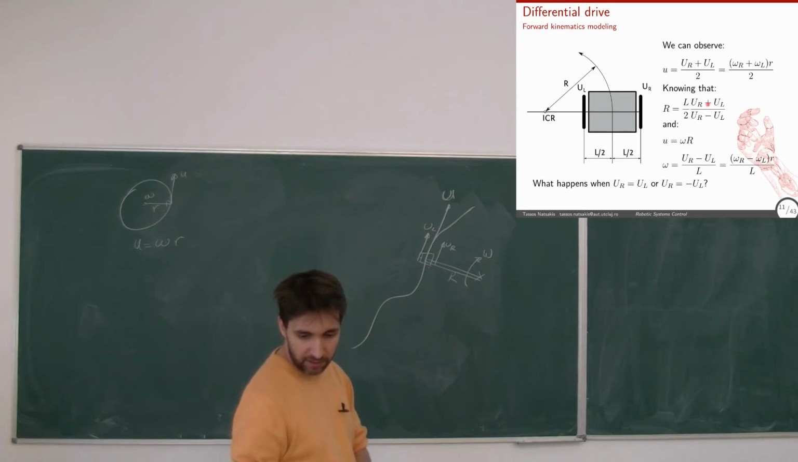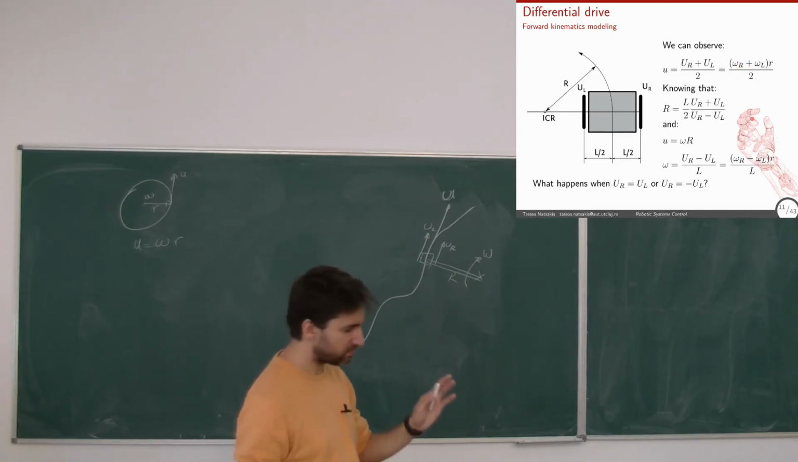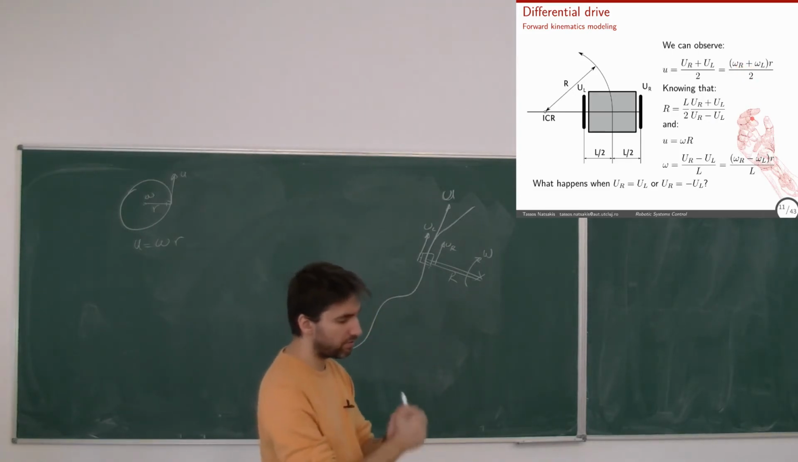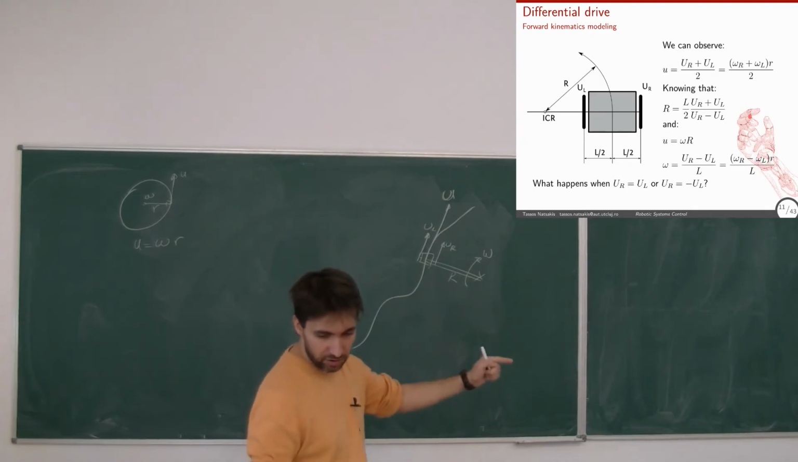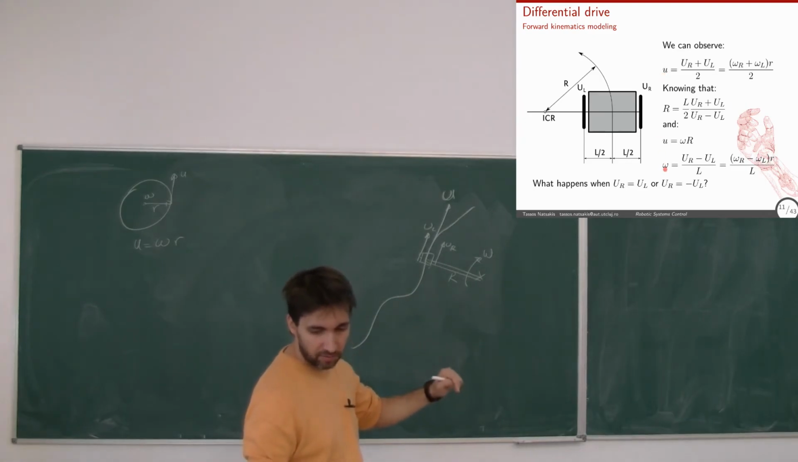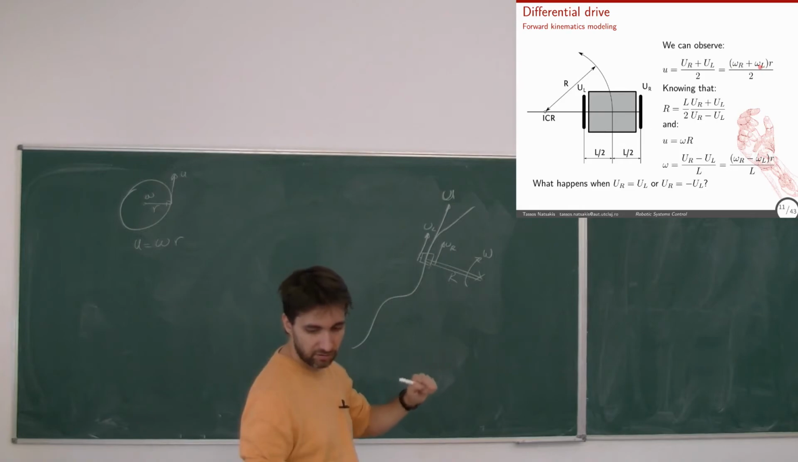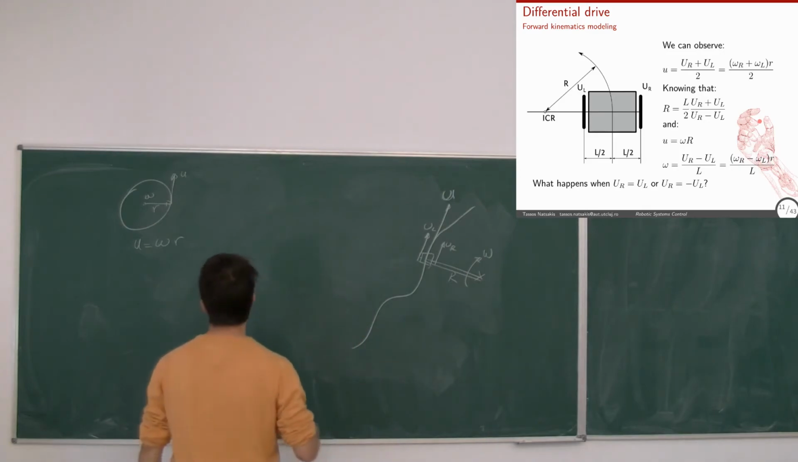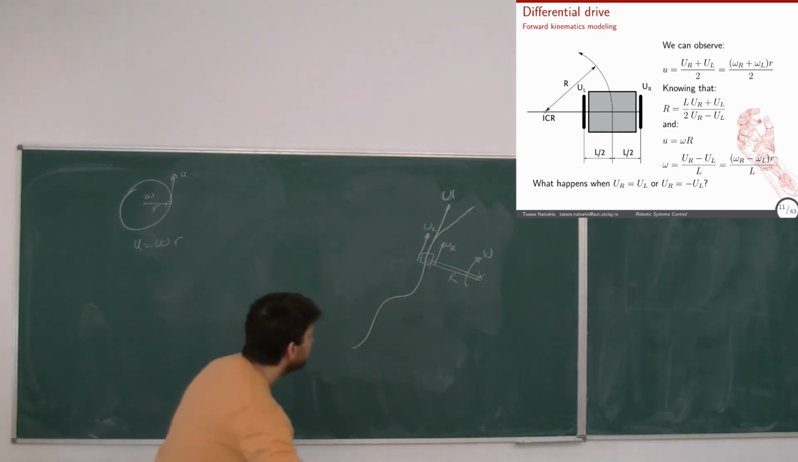Now, let's try to transform these equations into a model and express the linear velocity and the angular velocity of the robot as a function of the linear velocity and the angular velocity of the wheels. So linear velocity of the robot, angular velocity of the robot as a function of angular velocity of the wheels, because that's what we actually control. I can write this a bit more elegantly.